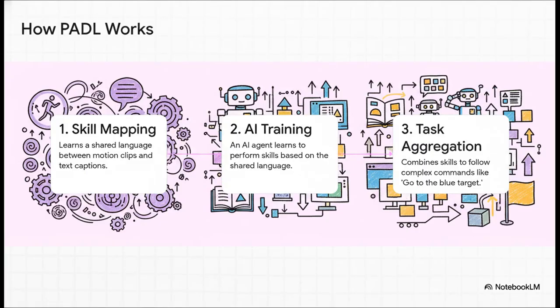So how on earth does this work? Well, it's kind of like teaching an AI a new language. The first step is what they call skill embedding. It's like you're showing it thousands of video clips and tagging them with words: walk, jump, run. It's building a visual dictionary.